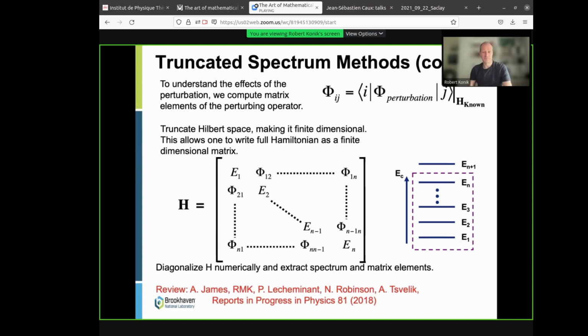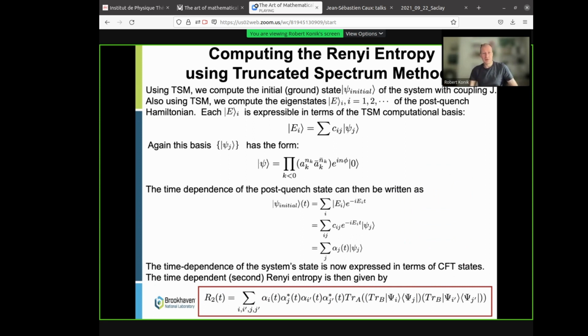So how do we now go ahead and use this framework of the truncated spectrum approach to study the Renyi entropies? Typically in the context of a quench, we'll first compute, using the truncated spectrum approach, the initial ground state of the system. This is the system with coupling J. We will then compute the post-quench set of eigenstates, for this J1, which is not equal to J.